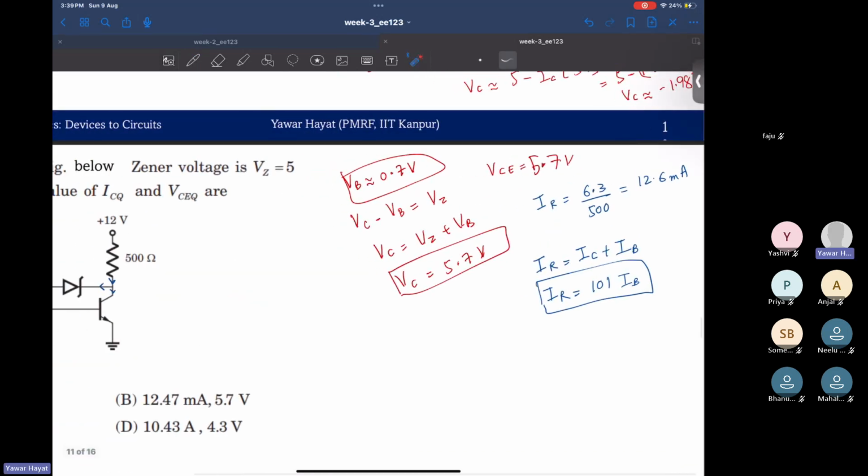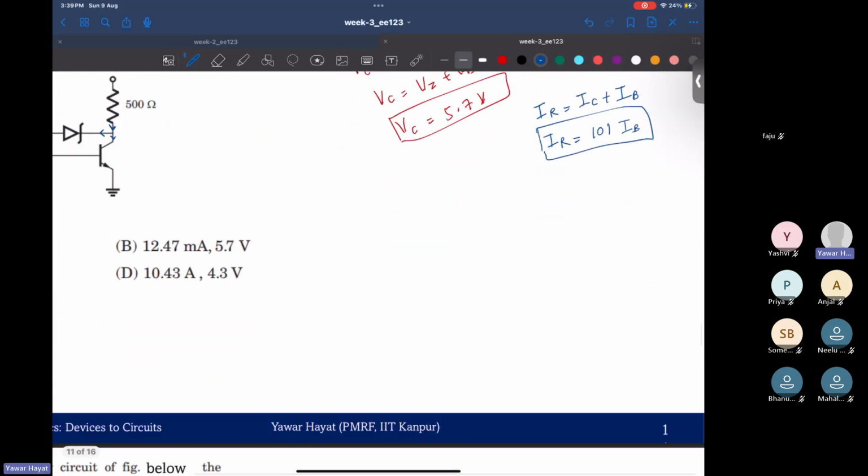IR I already know. I can compute IB. How much is IB? Do the maths, it comes about as 0.12475 milliamps. Okay. So this is my IB.